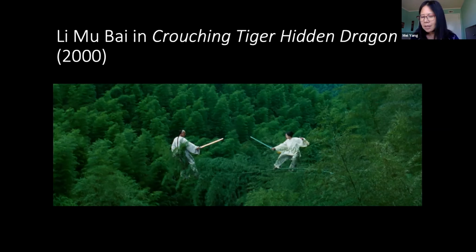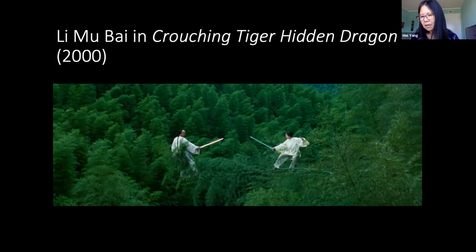I'm trying to say that by showing this main character Li Mubai, his meditative tendencies, Ang Lee's film connects with a traditional understanding of physical strength and a type of masculinity that is understood as literary learning, artistic pursuit, moral cultivation, and good personal governance. That's very different from the modern and, I would say, Western understanding of masculinity as sheer physical strength.